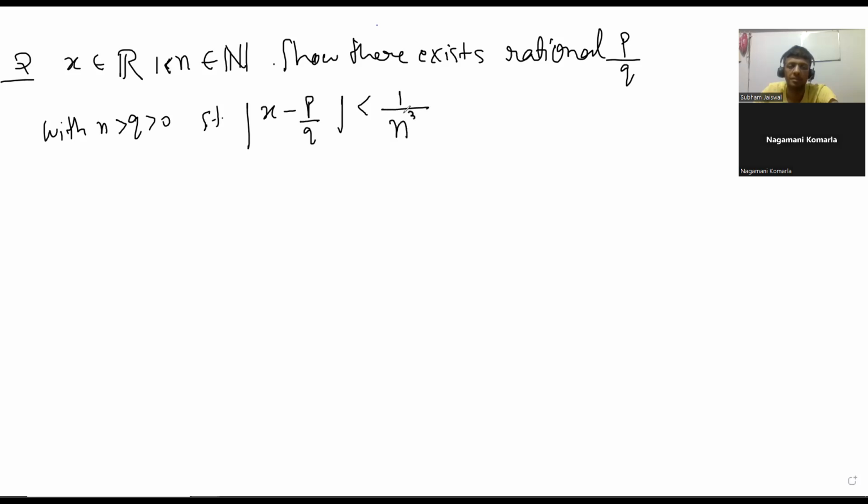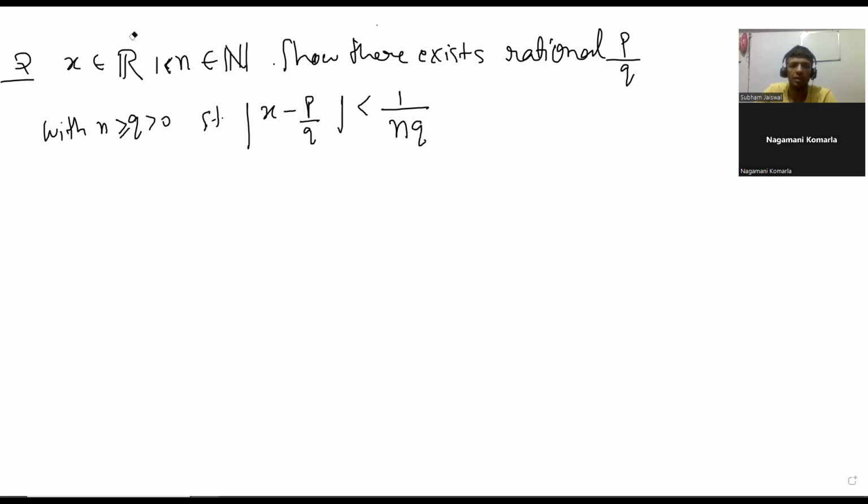And q can be equal to n also. Not n cubed, so n q. That's what I was thinking, because n cubed would be too small, right? With so much restriction on q, that would be too small. That's why I was a little confused.